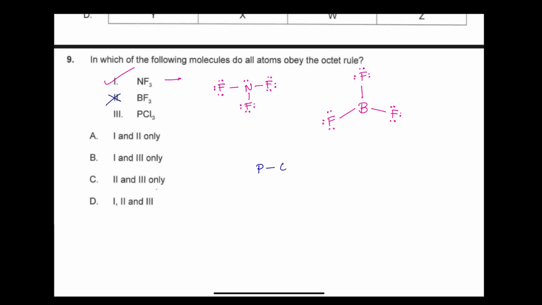And for PCl3, PCl3 will have a very similar structure to NF3. So again in PCl3, all the atoms have a complete octet. So answer would be 1 and 3 only, which is option B.